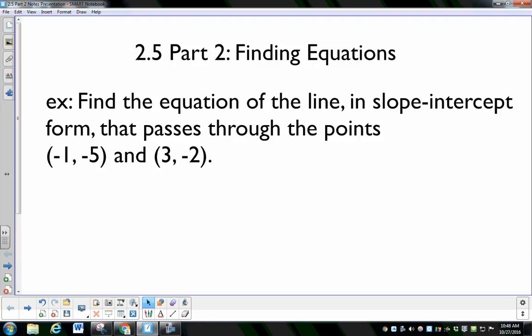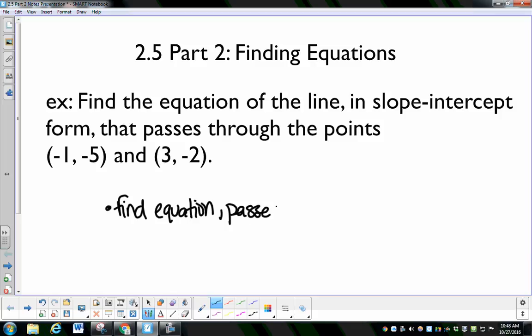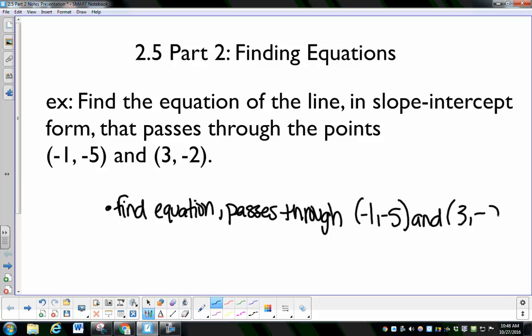It says, find the equation of the line in slope-intercept form that passes through the points (-1, -5) and (3, -2). If I were you, I would at least write down something like this: find equation, passes through, and then those 2 points, (-1, -5) and (3, -2). That's the very minimum you should be writing down before we start this problem.